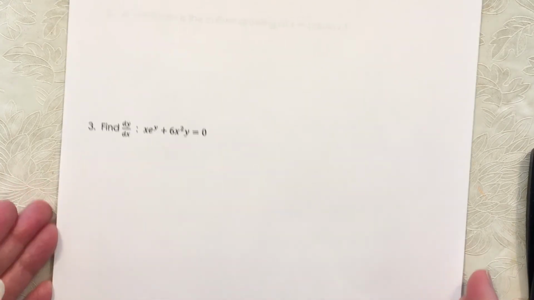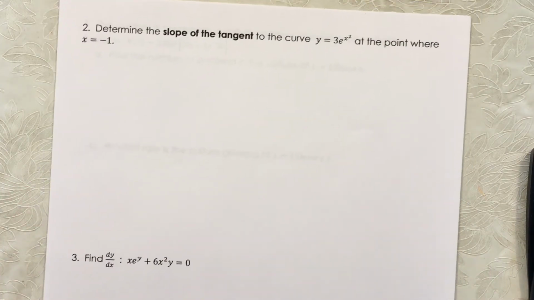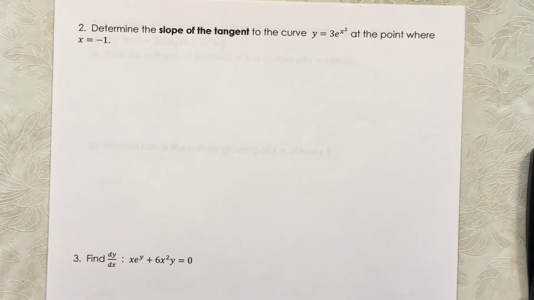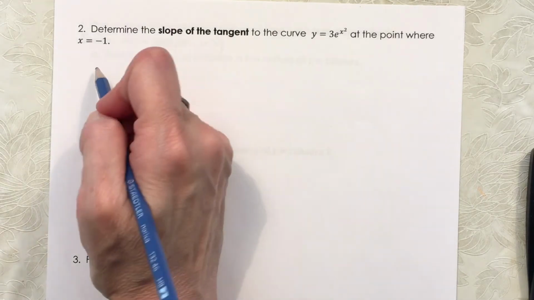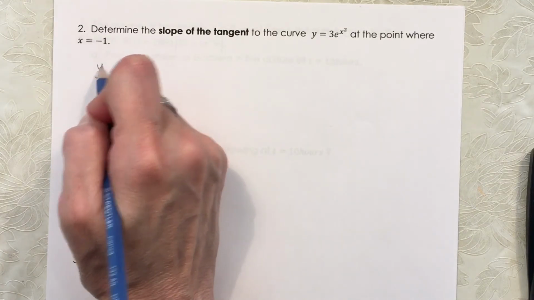All right, so now we're going to apply it in a few different ways. Our first one is usually our easiest application. Determine the slope of the tangent to the curve y equals 3e to the x squared at the point where x is -1. So first we want to find y prime.